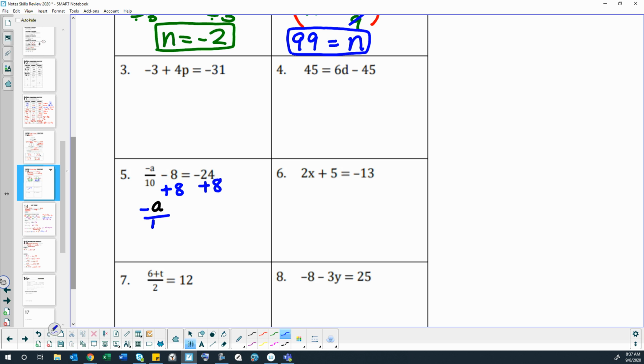That leaves us with negative a over 10, and then we're adding 8 to negative 24. Help me out with that math. Negative 24 plus 8. I think it's negative 16. Did I do that right?